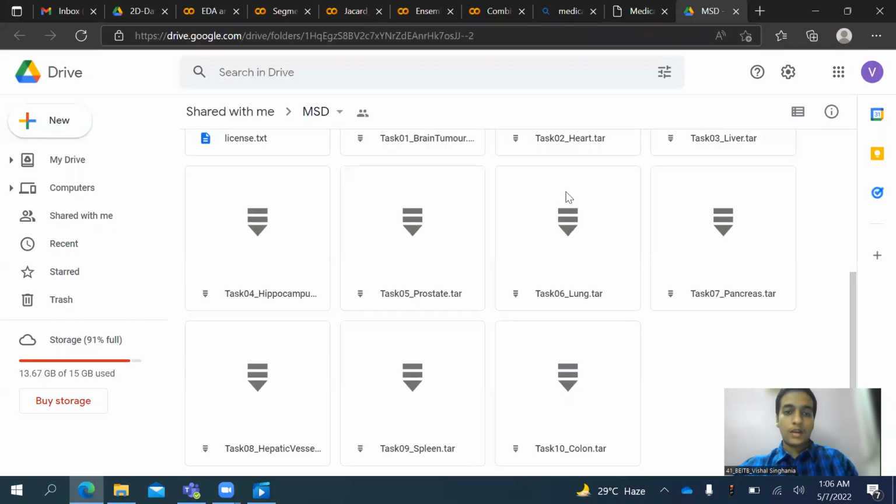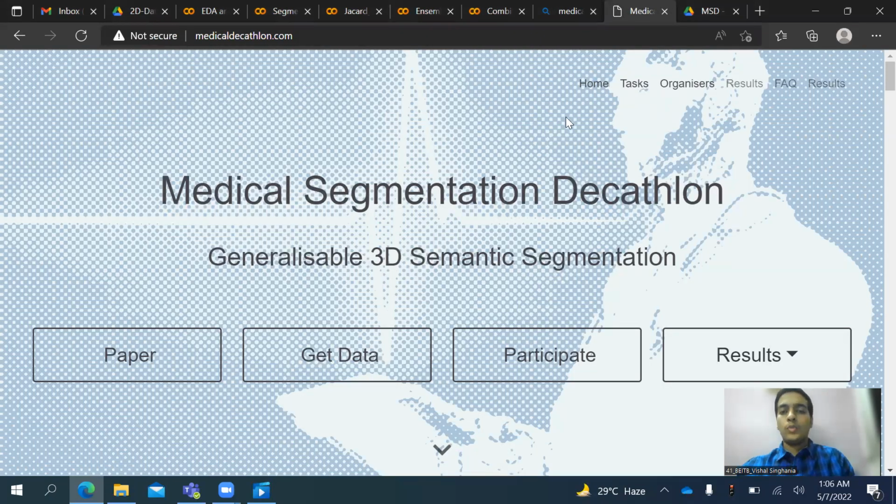The entire data size was 11 GB, and the data was divided into two parts, the training images and the training masks. The training images had the entire CT scan or MRI images, but for the mask, we had only three classes: the background class, the organ class, and the tumor class. Both of these could be fed into a machine learning or deep learning model.